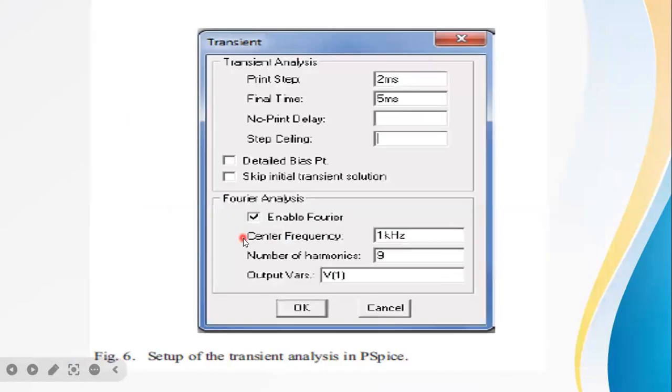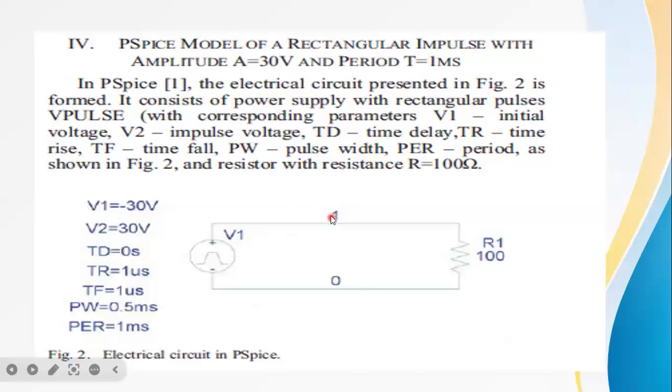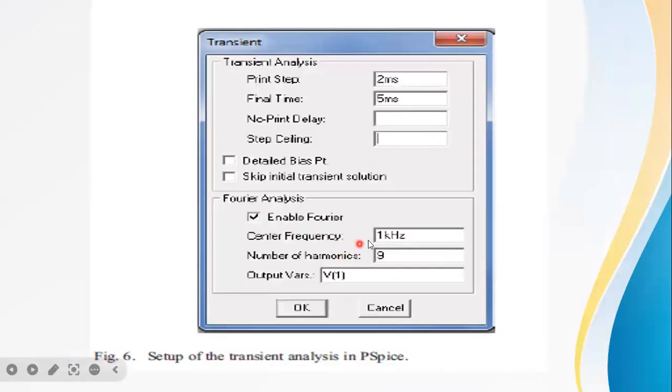Okay, then coming to the next settings, analysis, transient analysis. Print step 2 milliseconds, final time 5 milliseconds, and enable Fourier series. Then center frequency 1 kilohertz, number of harmonics is the ninth harmonic. Output varies across V of 1. So this node is called 1. That's why we have to write V of 1.